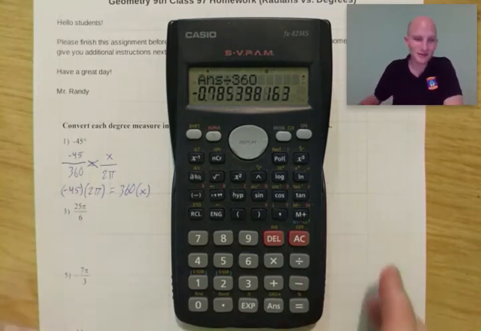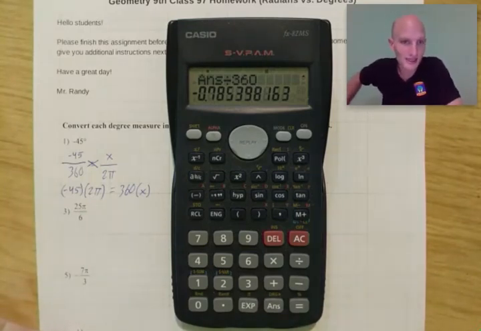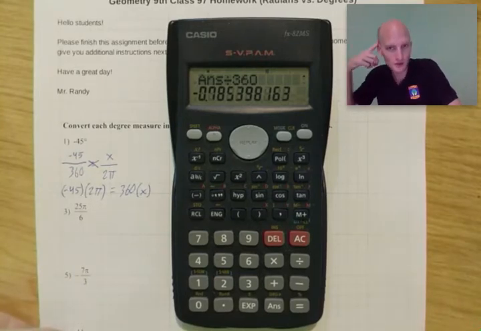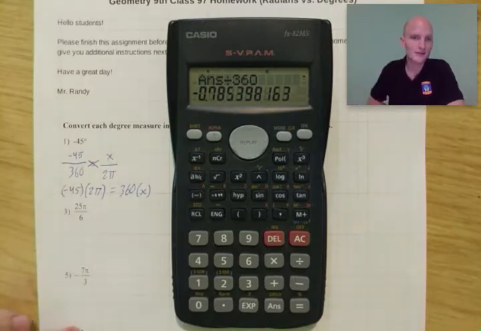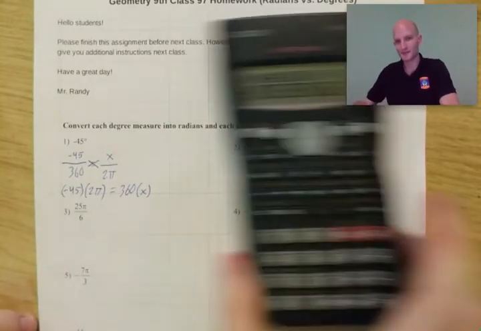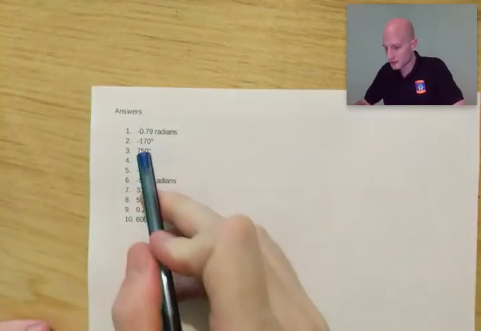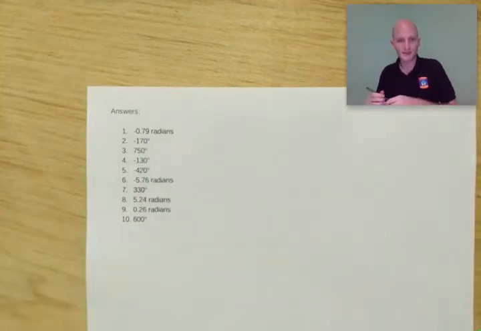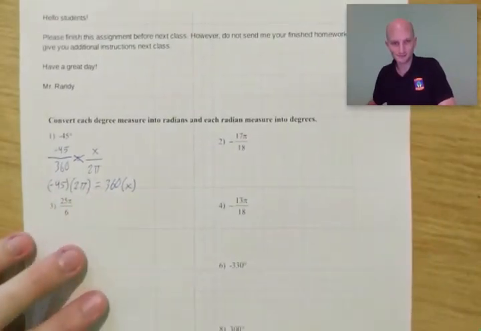0.785. Okay, we're going to round to the nearest hundredths for every decimal we get. If we get a perfect whole number, then we'll just give the answer as a perfect whole number. In this case, we're going to round to negative 0.79. And there you go. Negative 0.79 radians is the answer to number 1. Beautiful. Number 2.